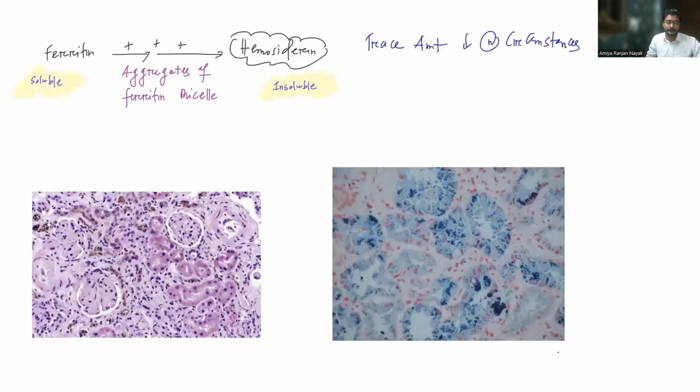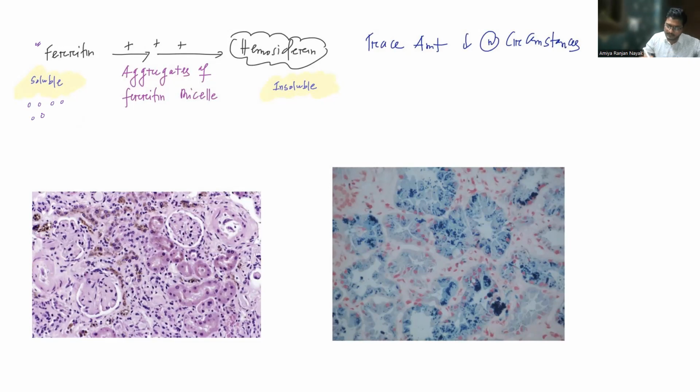Now we'll see how this ferritin is converted to hemosiderin. Whenever the cell wants to store the iron, first it will store it in the form of ferritin. Ferritin is actually a soluble form, and iron can be easily mobilized from this ferritin. Whenever there is decreased iron, or increased demand of iron in our body, iron can be mobilized from these storage forms, especially from the ferritin. It is difficult to mobilize iron from the hemosiderin.